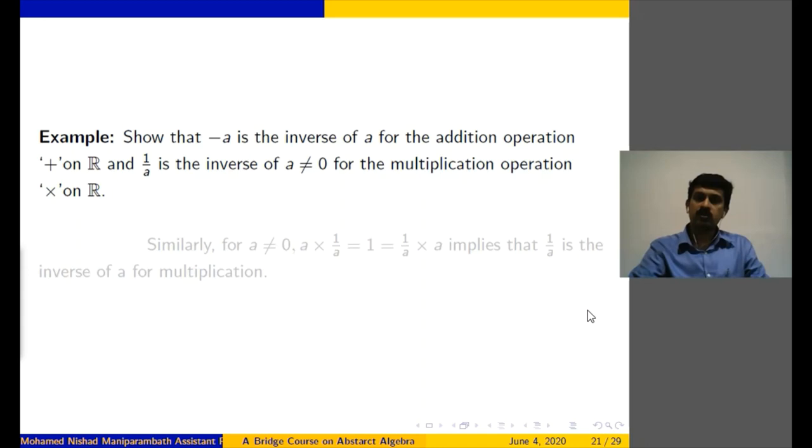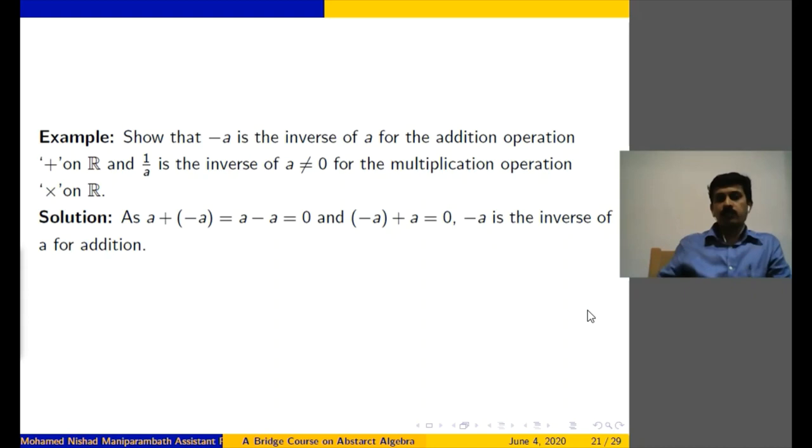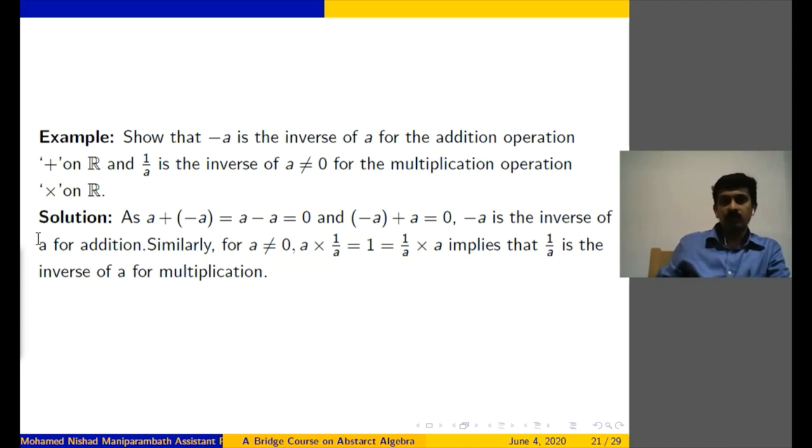A solution, as A plus minus A equal to A minus A equal to 0, and minus A plus A equal to 0, so minus A is the inverse for addition. Similarly for A not equal to 0, A into 1 by A is equal to 1 equal to 1 by A into A, which implies that 1 by A is the inverse of A for multiplication. This example is nothing new that we discussed just before.